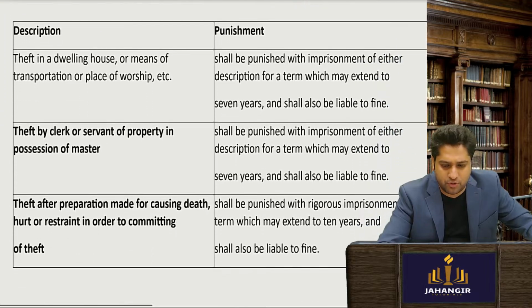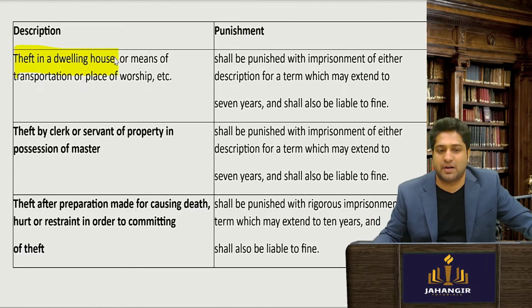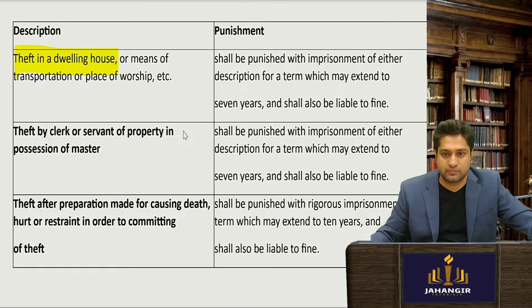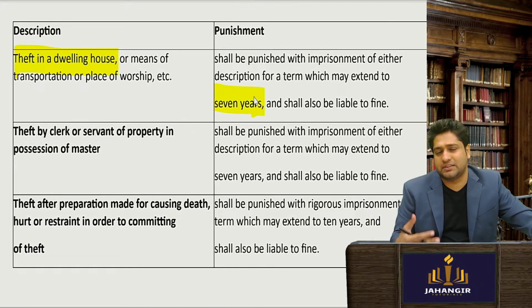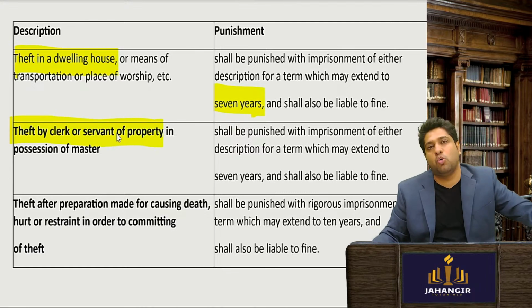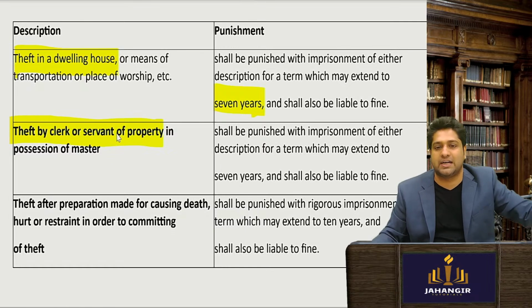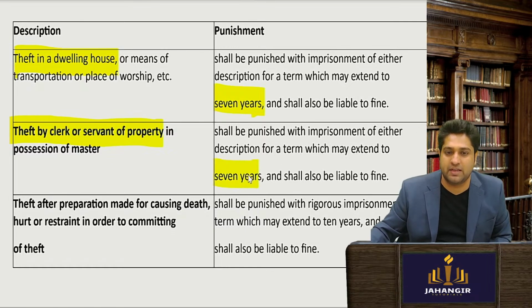Simple. Then they have given you different cases. If you've committed theft in someone's house, then a separate punishment has been given, obviously more, up to 7 years. Clerk: sometimes your own person who's working in your company, or a peon, is doing it, then again a penalty of 7 years will be given.